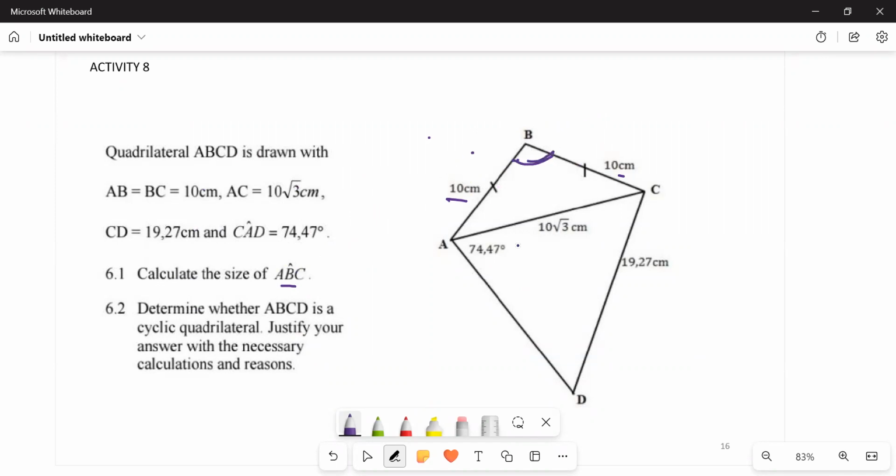Now we said, if you have three sides and you want to calculate an angle, which rule can you use? You're going to use the cosine rule again. Now let's take out the triangles that we have here.